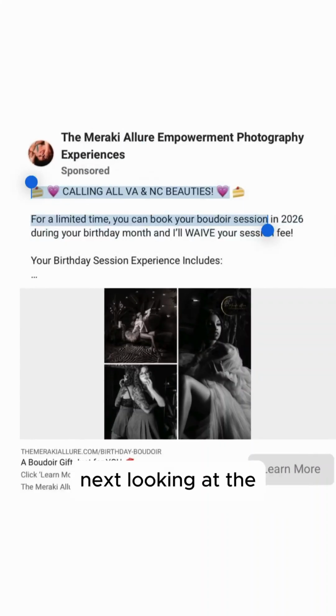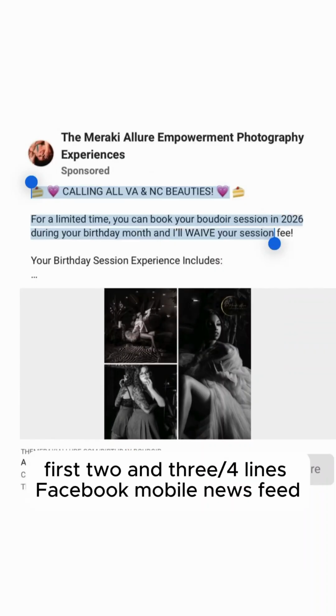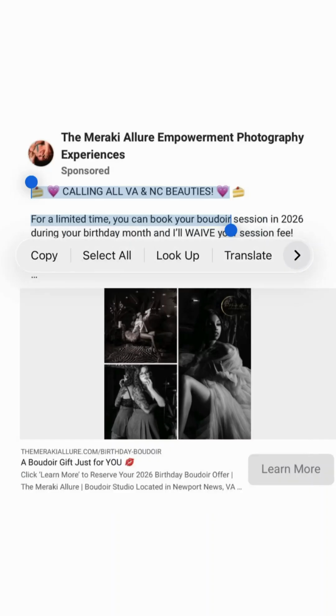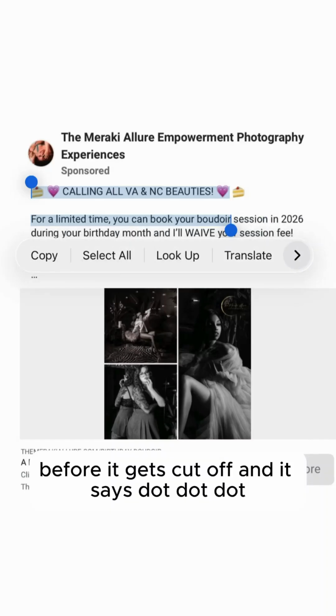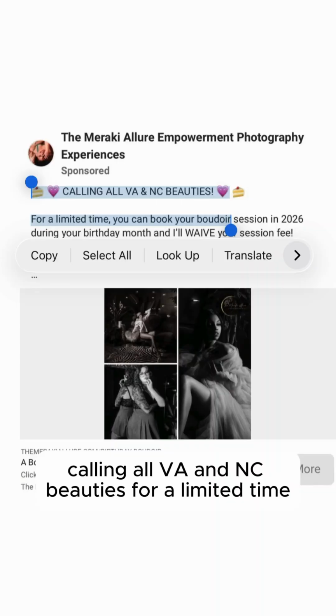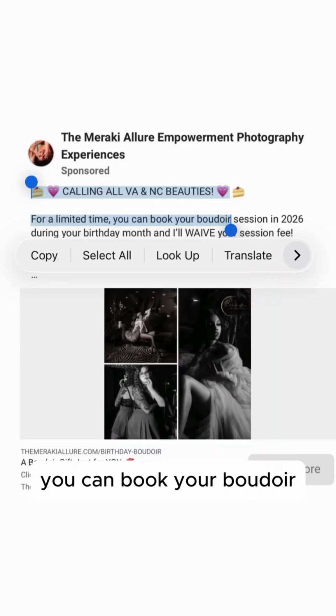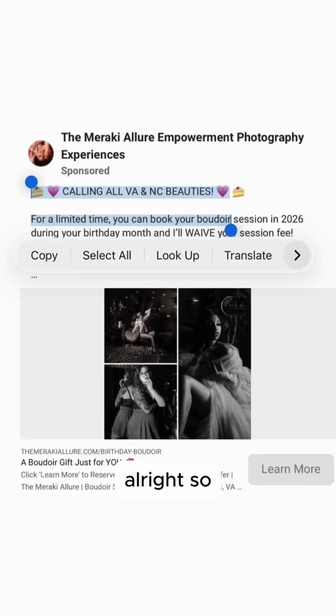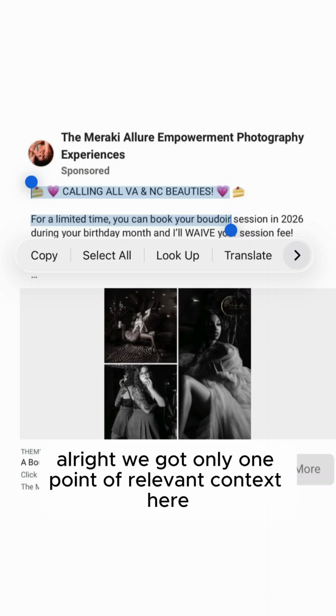Next, looking at the see more headline, first 2 3/4 lines on the Facebook mobile news feed before it gets cut off, and it says see more at the last quarter of line 3. Calling all VA and NC beauties. For a limited time, you can book your boudoir. All right, we got only 1 point of relevant context here.